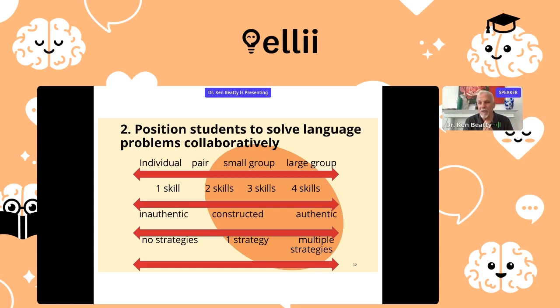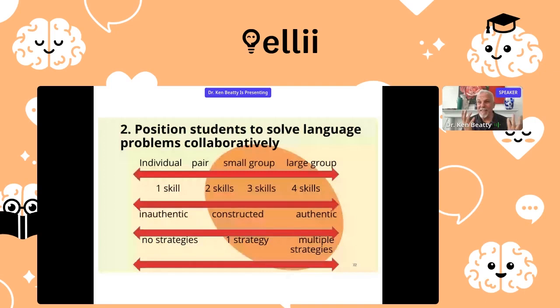Make sure they're using more skills, right? We have a lot of things where we just write, or we just read, or we just speak, or we just listen, but actually try to get all four skills involved as much as possible. We talk about inauthentic, constructed, and authentic. If you're showing them a menu, a menu from a real restaurant is best, but sometimes we simplify it for students. That's constructed. But inauthentic is where it's just like crazy town.